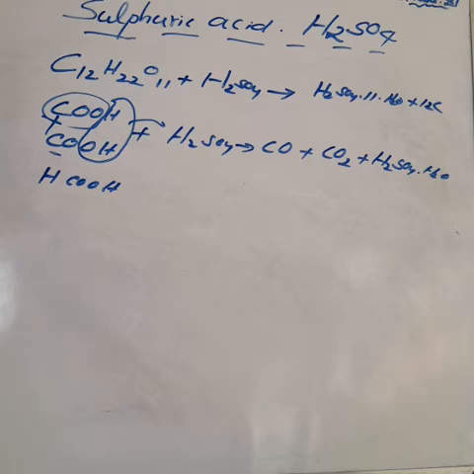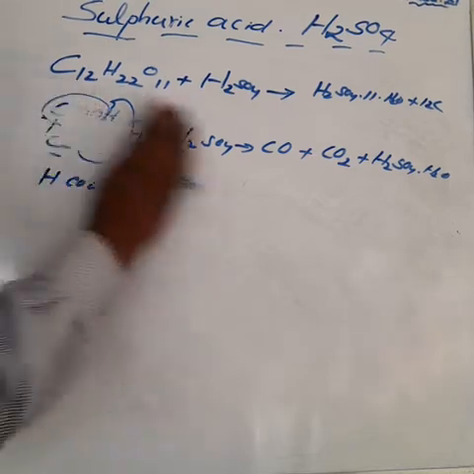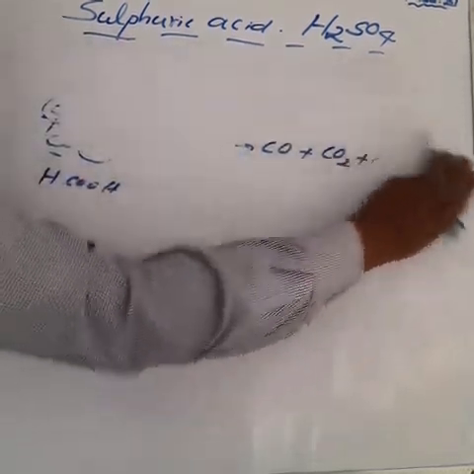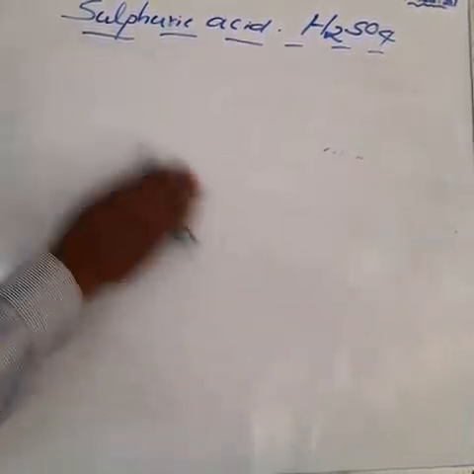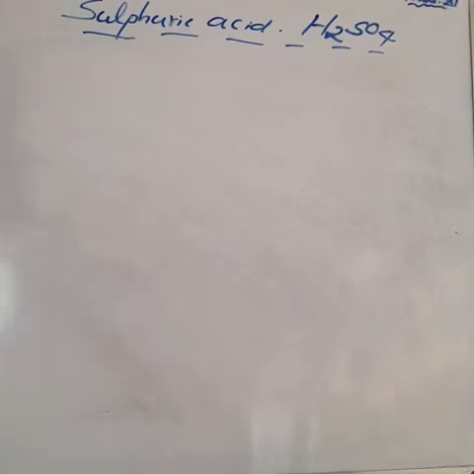Next we can learn about the chemical properties of sulfuric acid. Sulfuric acid is a strong acid. It acts as an oxidizing agent. What happens? Sulfuric acid undergoes decomposition.